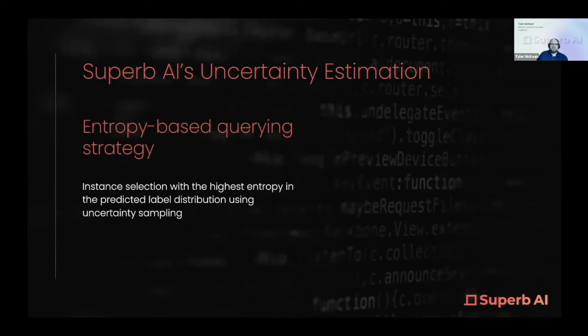The underlying technology for the Superb AI uncertainty estimation feature set uses a patented hybrid approach of both Monte Carlo and uncertainty distribution modeling methods. We also have a published white paper on the strategies behind some of our core technologies, including uncertainty estimation, that you can feel free to download after the presentation.